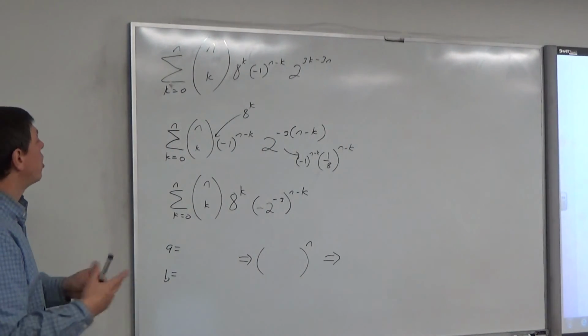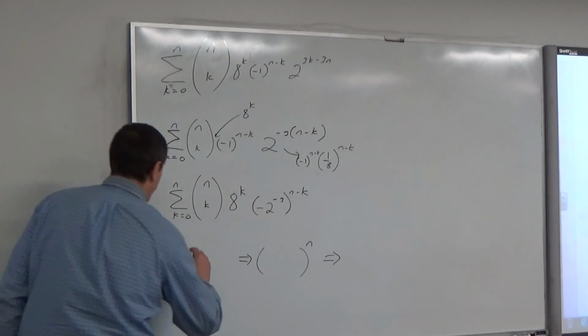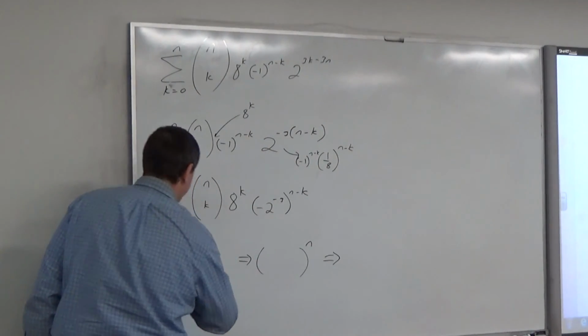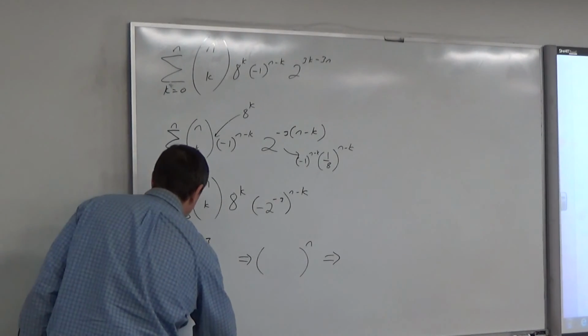So clearly in this example now, A is equal to negative 2 to the minus 3. And then B is going to be equal to 8 for this.